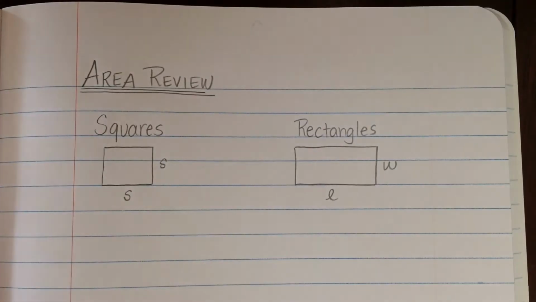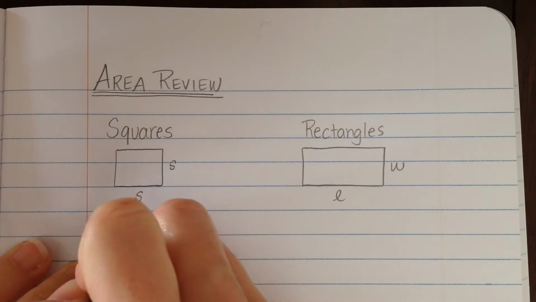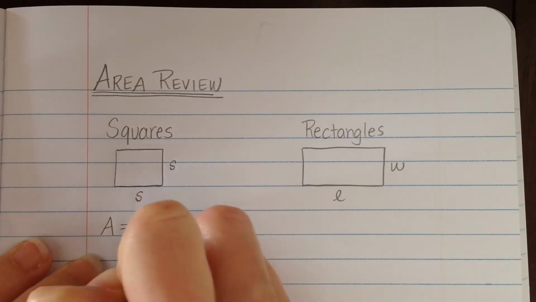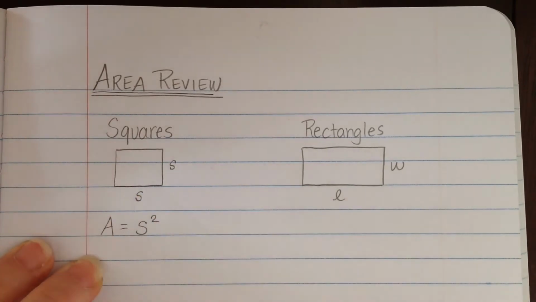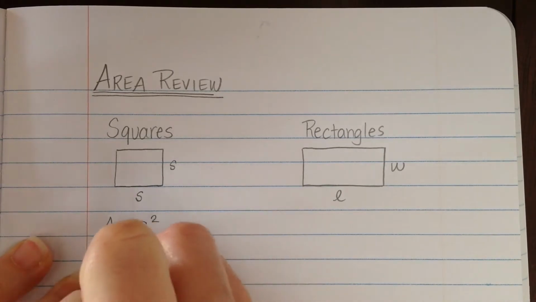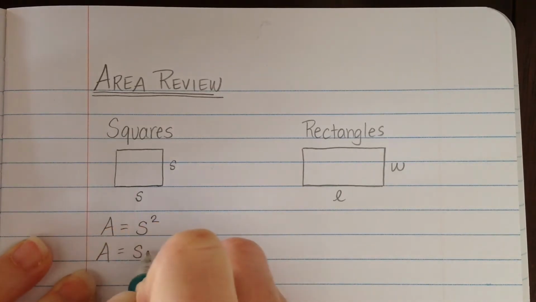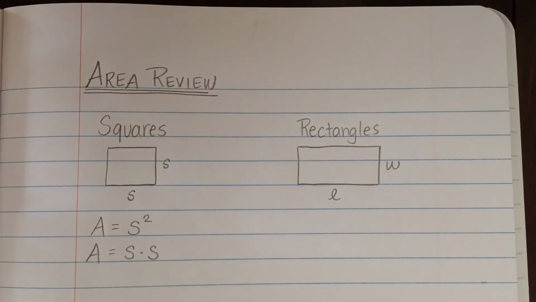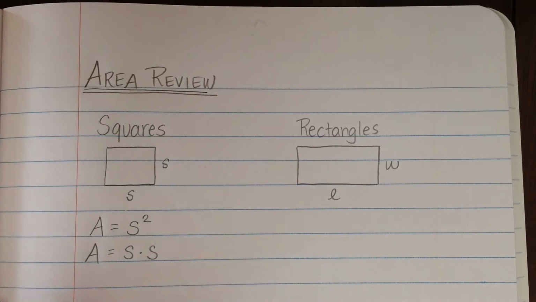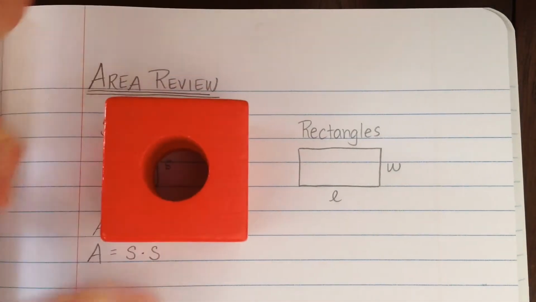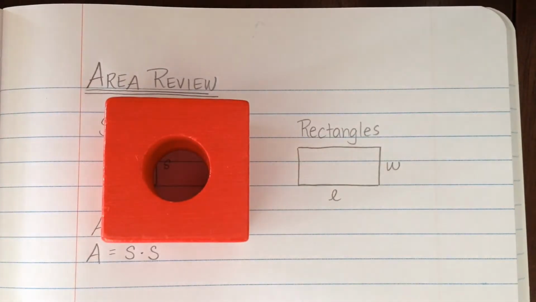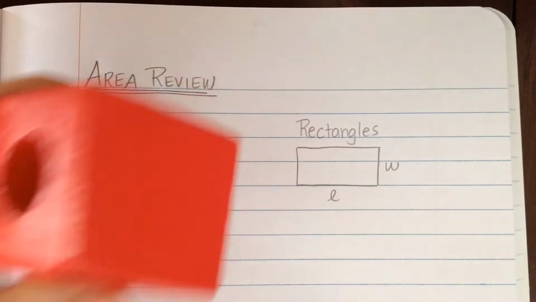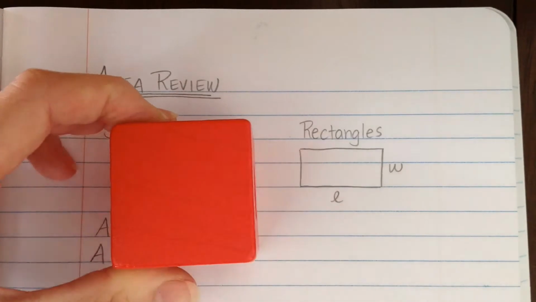So to find the area of squares, the area is equal to the side length squared, which is the same thing as the side length times the side length, right? Length times width. It's essentially the same. Okay, so I've got a little square here. I found a square around my house, and let's take some measurements of it and find the area of the top of this square.